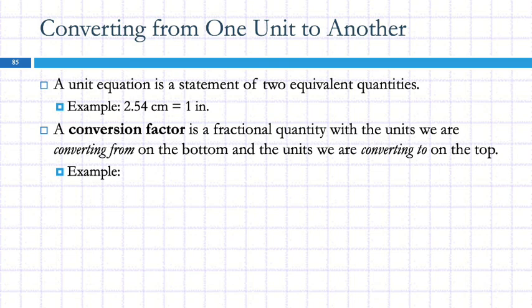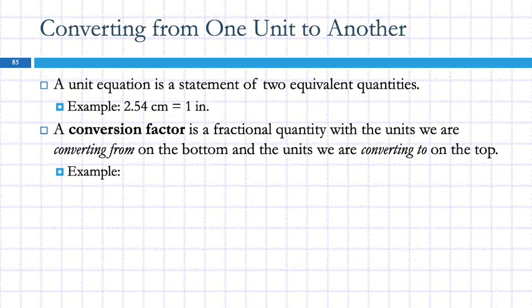So what we call a unit equation is a statement of two equivalent quantities. So 2.54 centimeters is equal to 1 inch. You take a little piece of paper and you measure it with a ruler, an English ruler or a metric ruler. One of them is going to tell you 1 inch and the other is going to tell you 2.54 centimeters. They're different names for the same length.